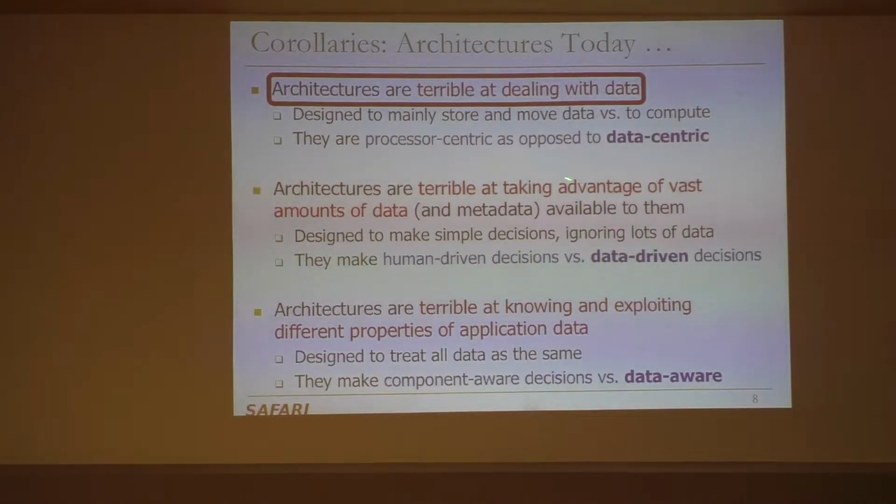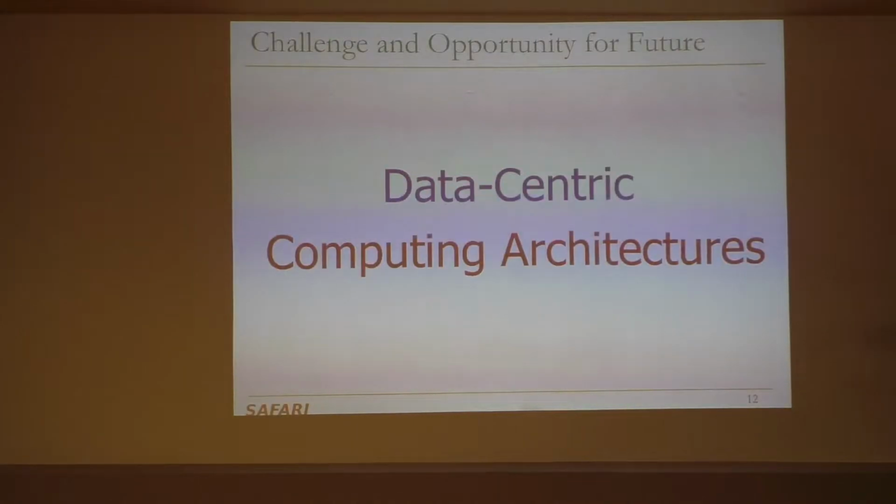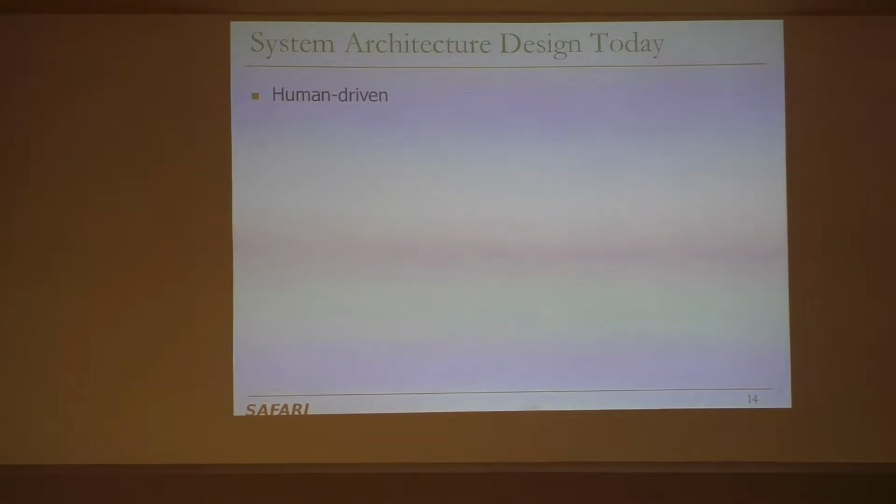Basically, we're not good at taking advantage of the vast amounts of data that are available to the architectures. Usually, architectures make human-driven decisions as opposed to data-driven decisions. I'm going to give you examples from memory controllers. Today's system architecture or hardware architecture design is very much human-driven. Humans design the policies. Humans dictate how a memory controller should operate, right?